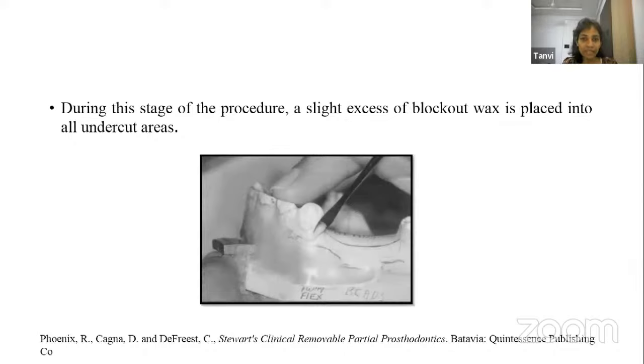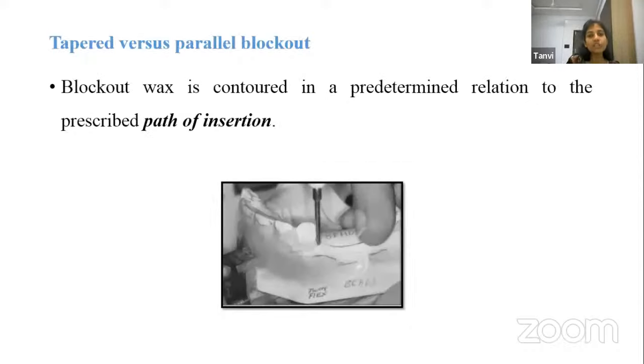On the cast the wax is being placed and given the proper position with the help of the sharp end of the instrument. There are three types of blockout which you will encounter: a tapered blockout, a parallel blockout, and a shaped blockout.